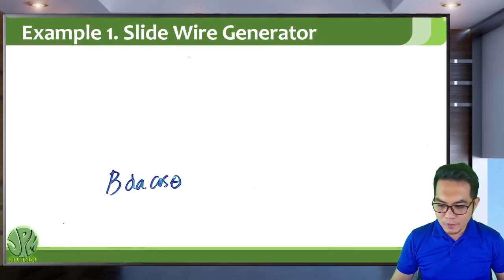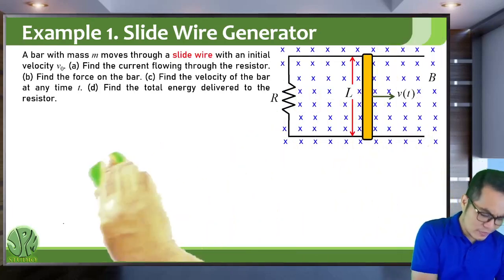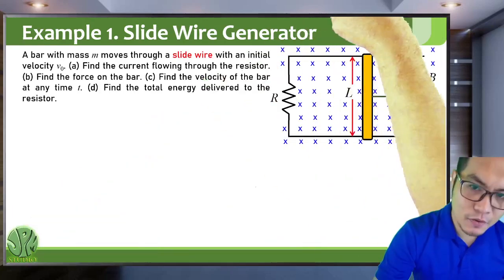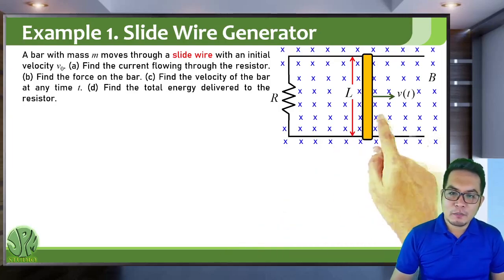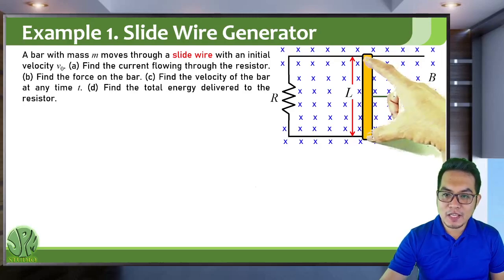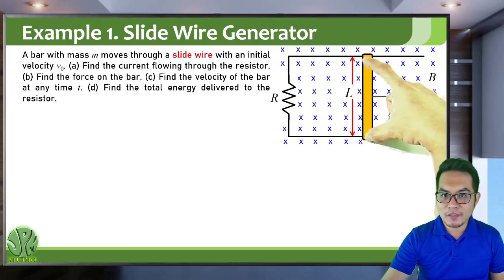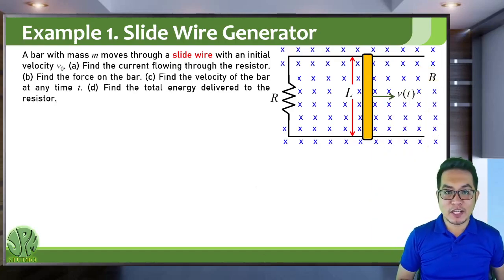So example number 1, this is a slide wire generator. You have actually discussed this in your basic electromagnetism. You have a wire, slide it, and there's an EMF induced at the ends of this bar, and then basically this becomes a battery. So it's a generator. It can generate current and EMF.